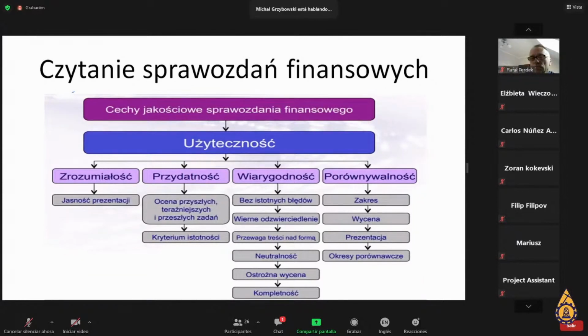Now, there should be the priority of content over form. It often happens that there is a lot of irrelevant information added to the statements, a lot of charts, a lot of tables that do not really contribute anything of value. The financial statements should be concise. It should also be neutral.